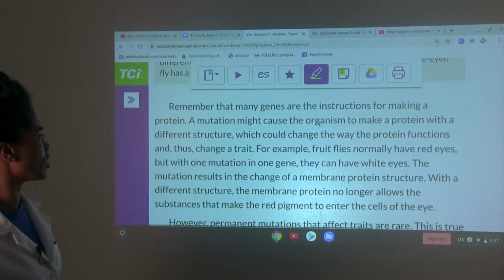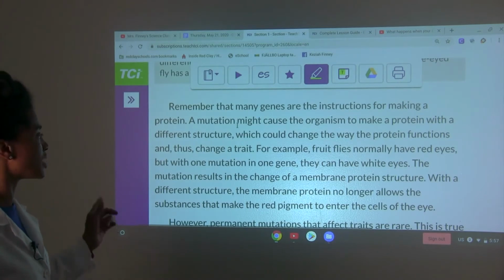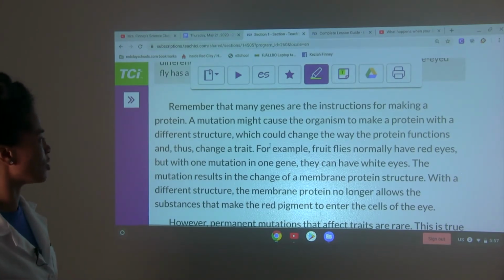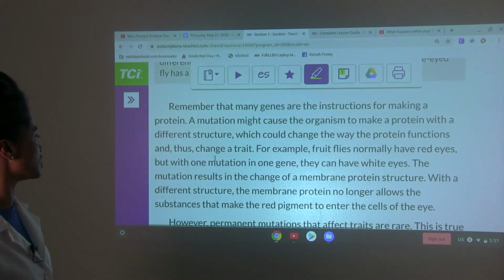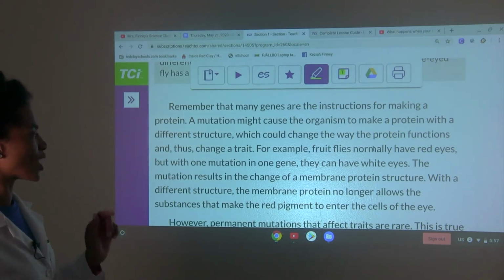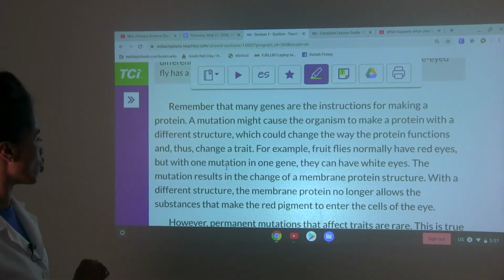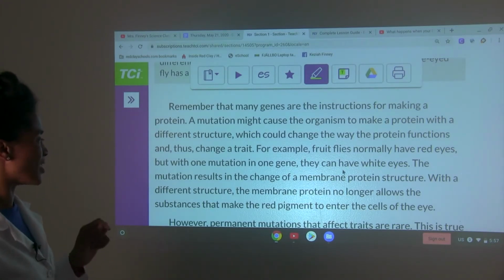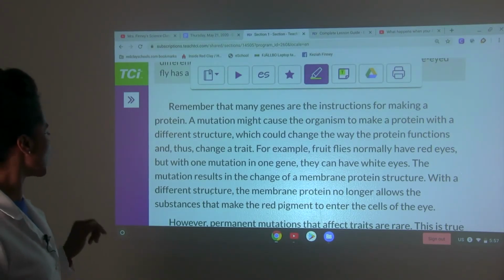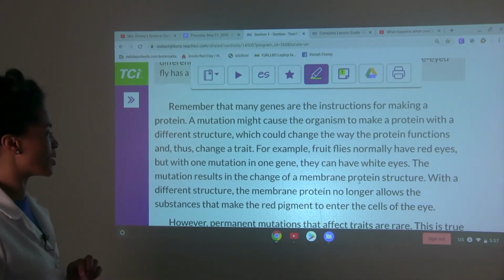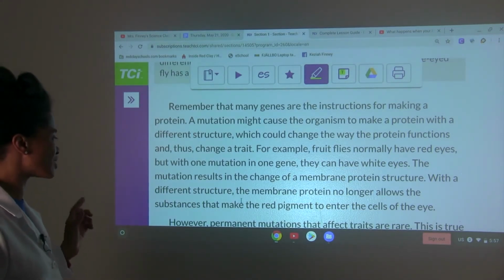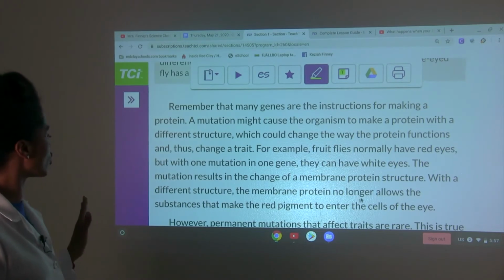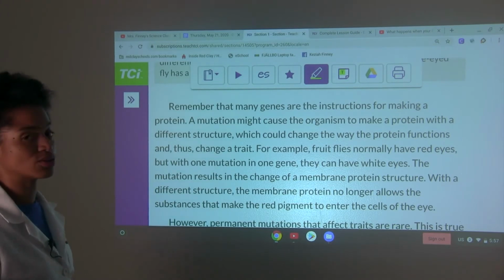Remember that many genes are the instructions for making a protein. A mutation might cause the organism to make a protein with a different structure, which could change the way the protein functions and thus change a trait. For example, fruit flies normally have red eyes, but with one mutation in one gene, they can have white eyes. The mutation results in the change of a membrane protein structure. With a different structure, the membrane protein no longer allows the substances to make the red pigment to enter the cells of the eye.